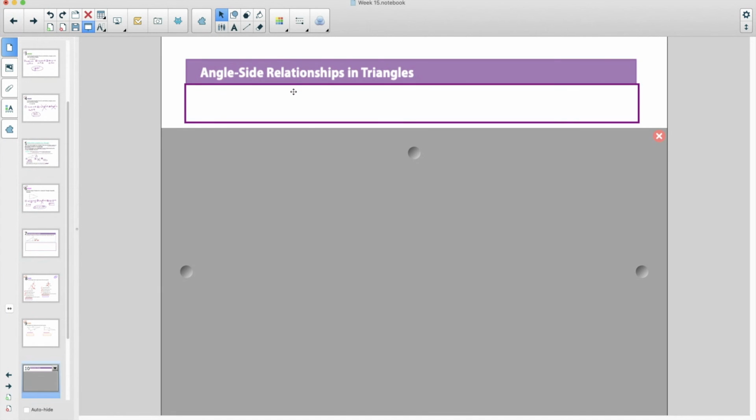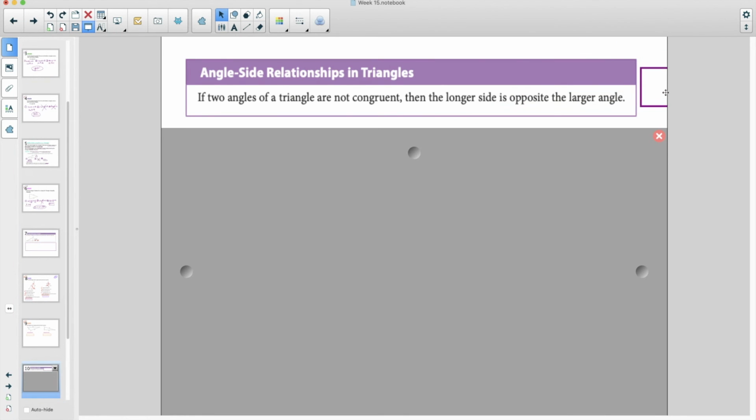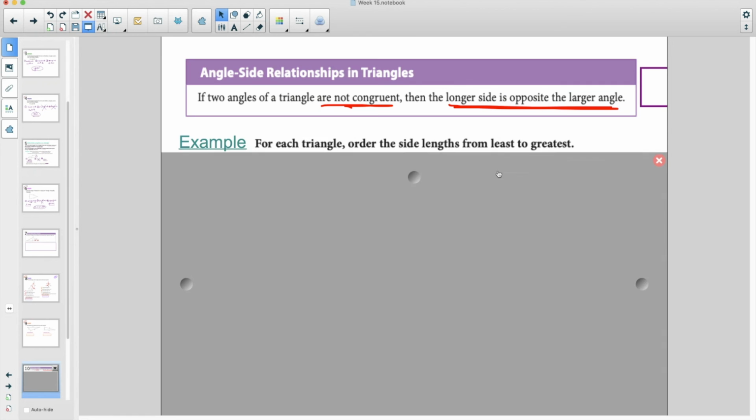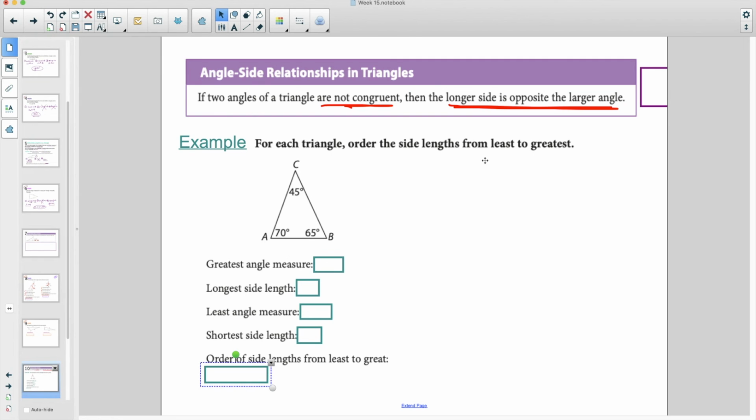So our final piece is kind of the opposite of what we just talked about, our angle side relationship. So hopefully you were seeing that. So let's move this. If two angles of a triangle are not congruent, the longer side is opposite the larger angle. So it's just reversing what we just talked about. Instead of giving you side lengths and having you order the angles, if you have the angles, can you order the side lengths? So it's kind of opposite of what we just talked about. Okay. So notice we have 3 angle measures here, so we can use this piece up in our box to help us.